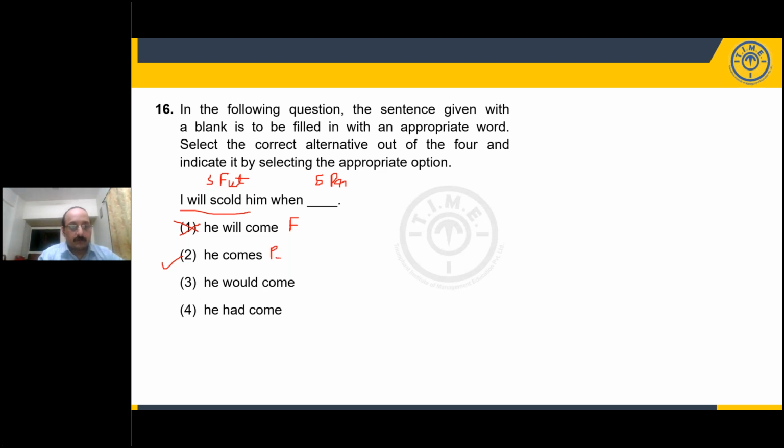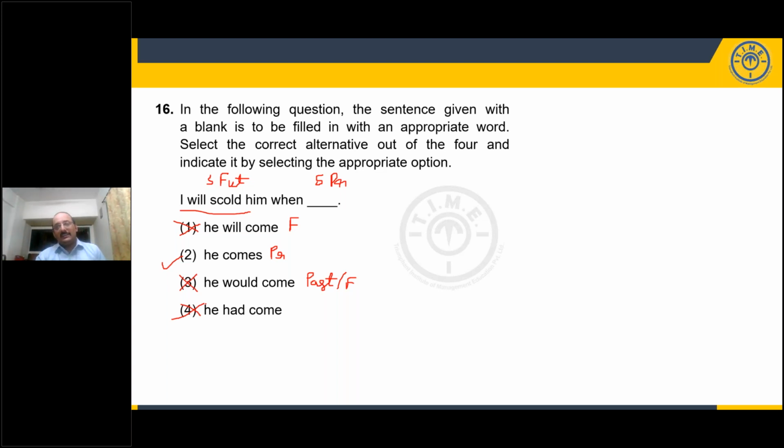When he would come. Now this is a possibility and this is in past. This can also be used in the future tense in terms of future possibility. So either way, because this is not in the present tense, I can eliminate it. When he had come is past perfect. So again, it is eliminated. So I'll scold him when he comes. I hope you're able to understand this, guys.